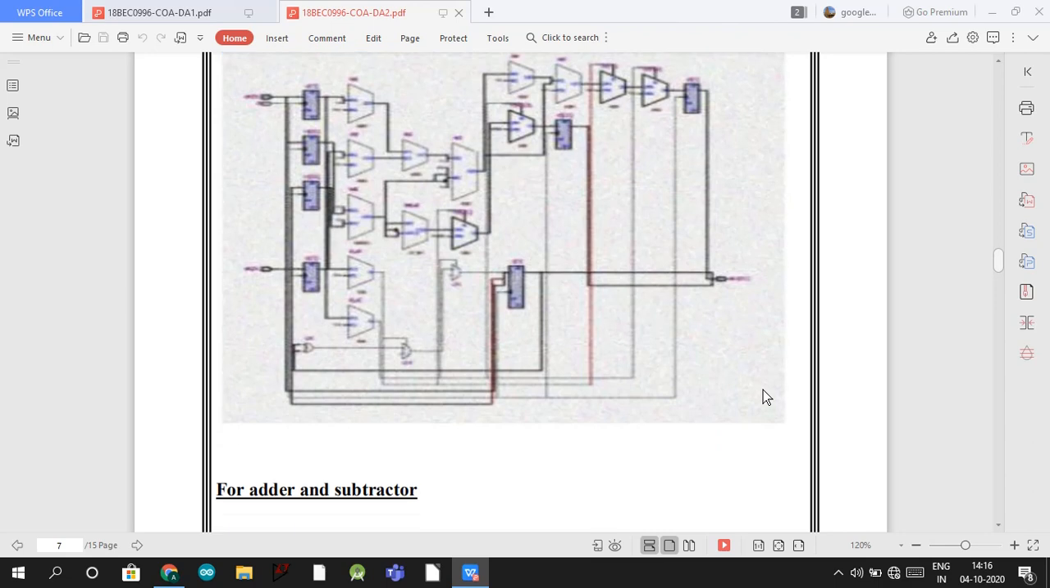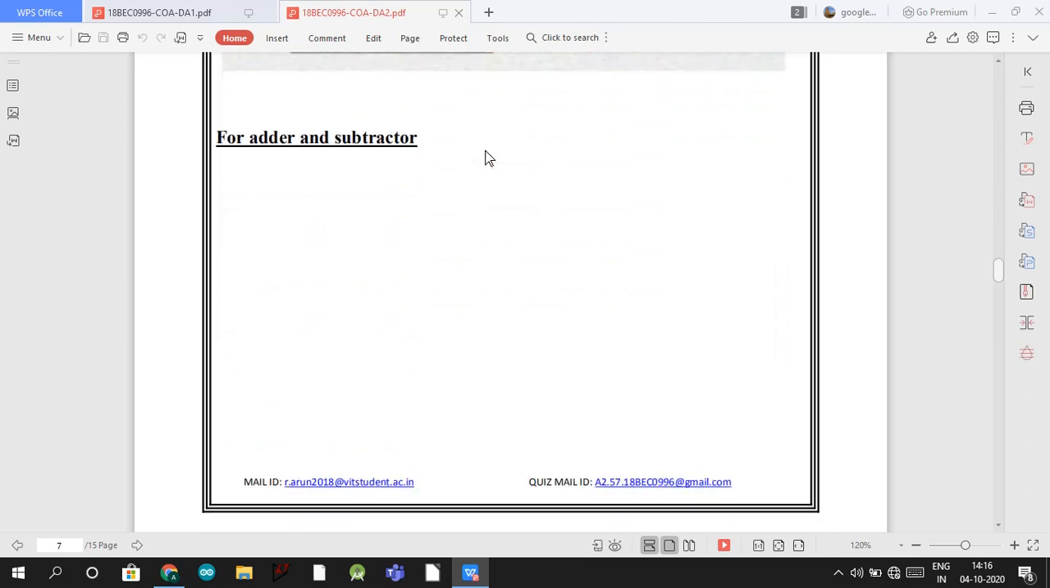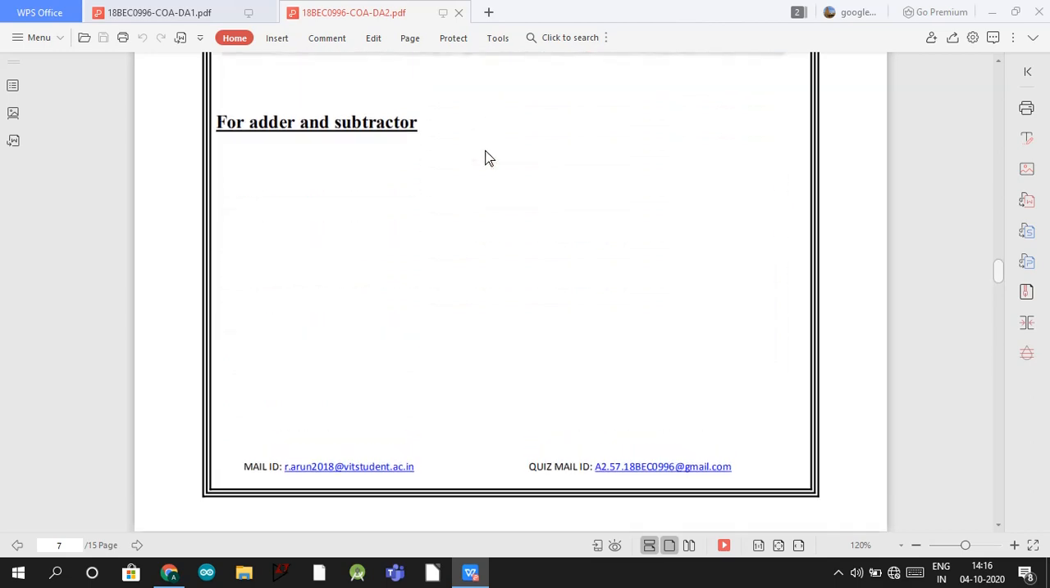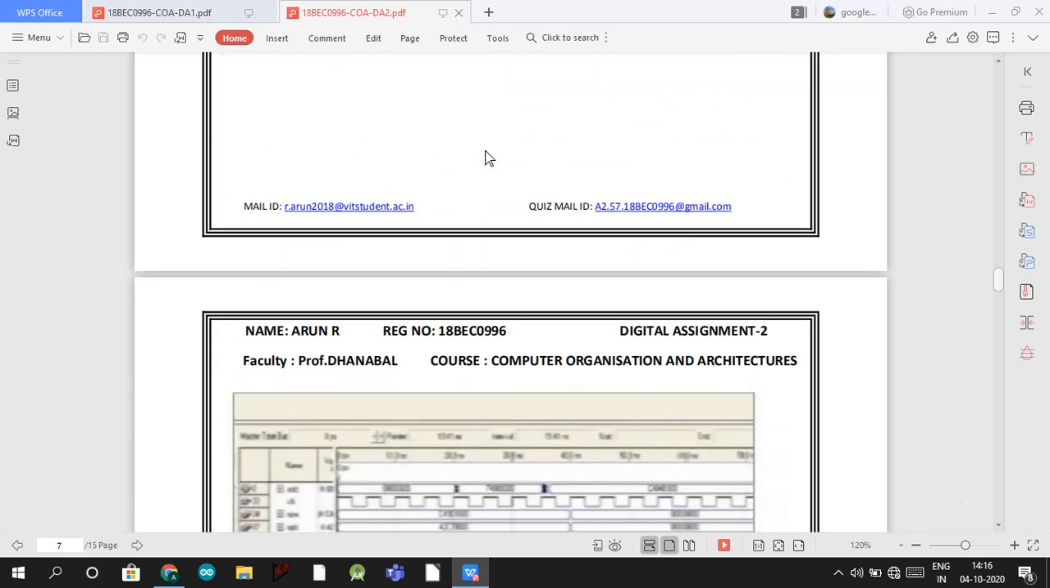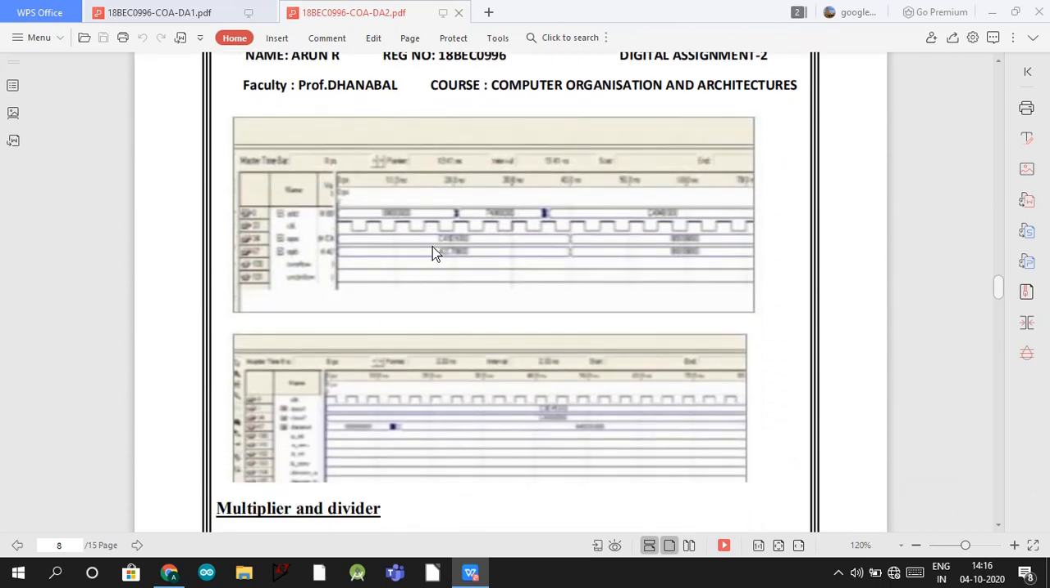For the multiplier, you can get the output here. For the adder and subtractor, you can get the output from here. If you get the output for the adder and subtractor, it looks like this. Here you can see for the adder, it gives the output like this in ModelSim. In the subtractor, it gives output like this.